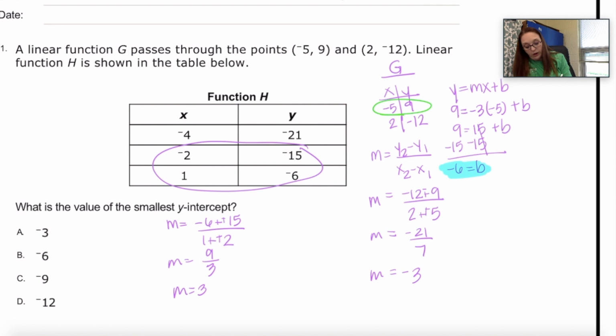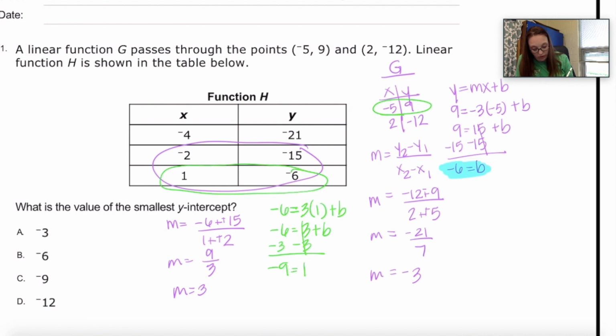Now we're going to find the y-intercept. I'm going to use this bottom point; we only need one of the points along with the slope. I'm going to plug it into y equals mx plus b. My y value is negative 6 equals my slope of 3 times my x value of 1, plus b. 3 times 1 is 3, plus b. Now I subtract 3 on each side. Negative 6 minus 3 makes negative 9. So here, the y-intercept is negative 9.